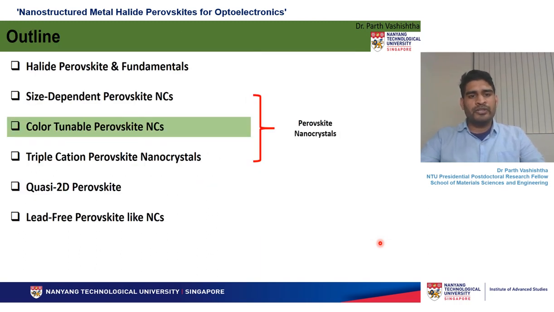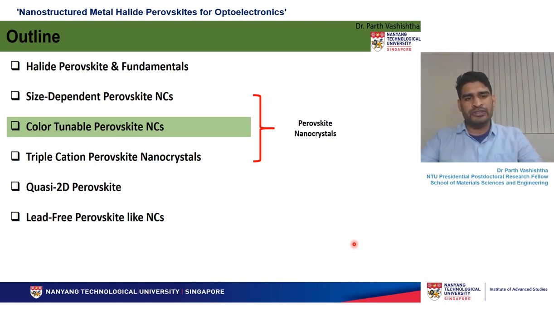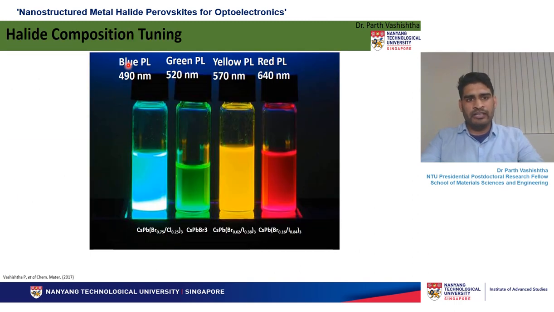The next thing is the color tunability. As I talked about, changing the size changes the color. As we saw in the previous slides, the color changed from green to sky blue, basically 516 to 495. But if we want to cover the entire visible spectrum, we need to take advantage of halide composition. So change from bromine to chlorine to iodine, and that's what we did here.